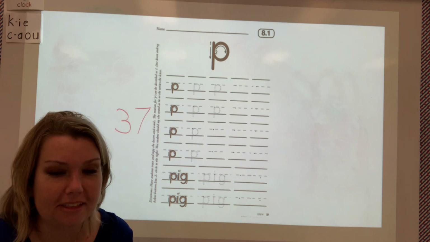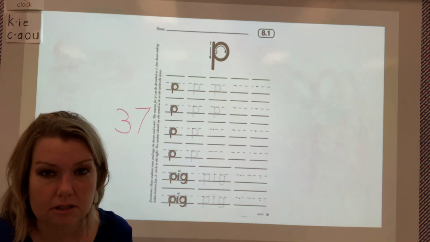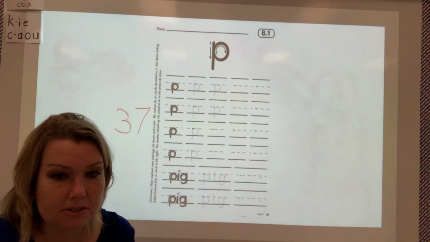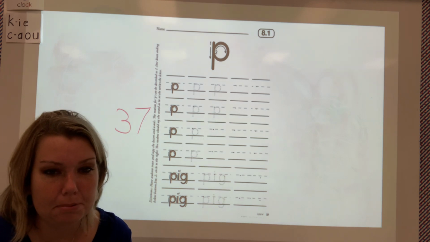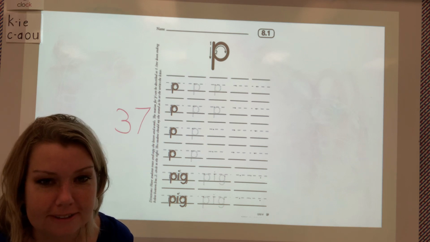Okay, good job. I like those wiggling eyebrows. It's page 37. Yep, 37, that's right. Make sure our pencils are down. I see some pencils up. Put those pencils down.